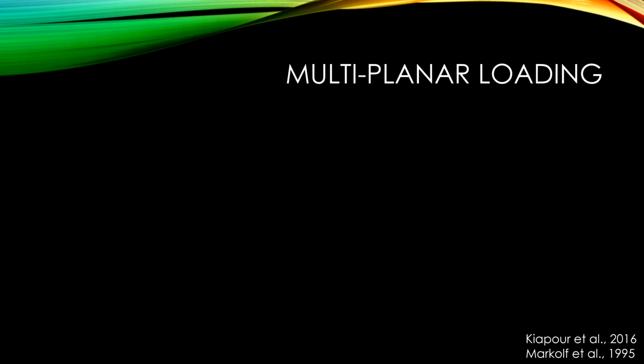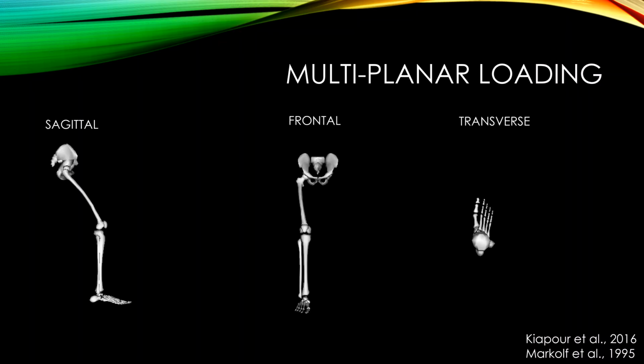Alright guys, in the last video we covered off the basic mechanics of ACL injury, and one of the things that we noticed across multiple study types is this multiplanar loading mechanism. Now multiplanar loading is exactly what it sounds like. It's basically talking about loading, in this case of the knee joint, across its multiple planes. So in this case we're talking about the sagittal, frontal and transverse plane.